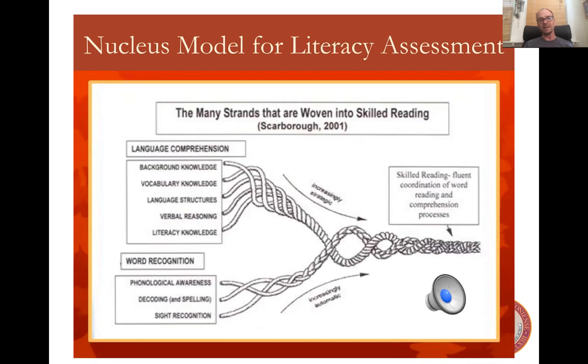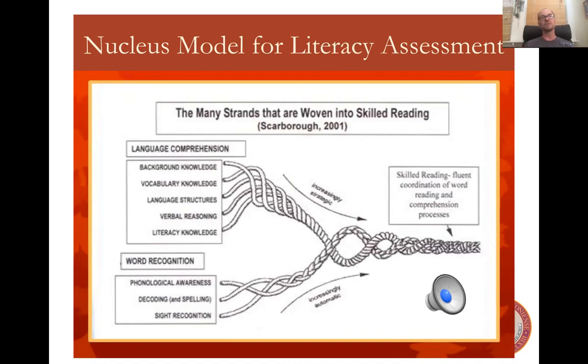And developmentally, you can see these arrows pointing toward the weaving of the 2 strands of the rope. Word recognition for kids, once they start learning how to read in kindergarten and 1st grade, becomes increasingly automatic. That is, over time, by 3rd grade, 4th grade, barring atypical development, kids become reasonably good word readers. Language comprehension, by contrast, over time, needs to become increasingly strategic, because the language of texts gets increasingly difficult.